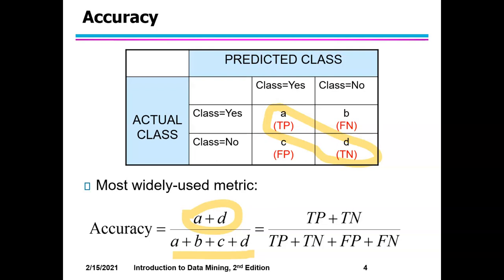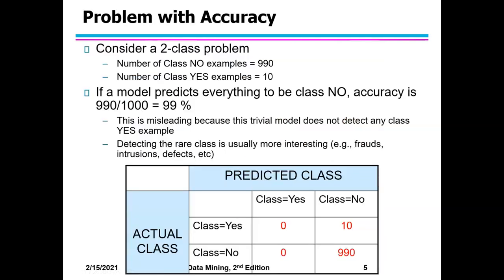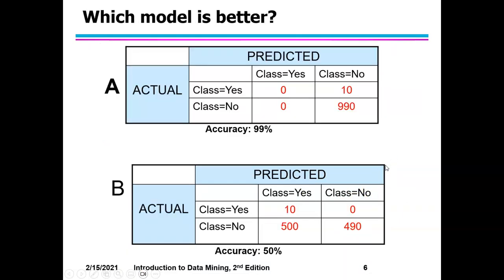Okay, let us exit this drawing mode. In the next example, if we want to find the accuracy, what will it be? On the diagonal, 0 plus 990 divided by 1000. In this case the accuracy is 99%, because 0 plus 990 divided by 1000 is 99%.